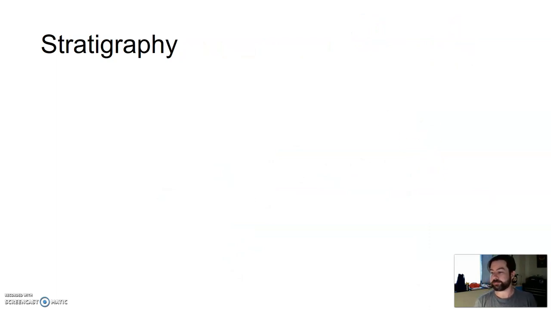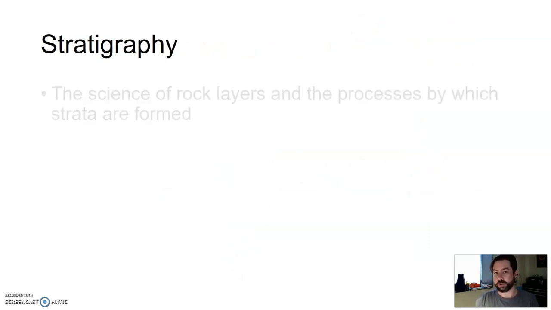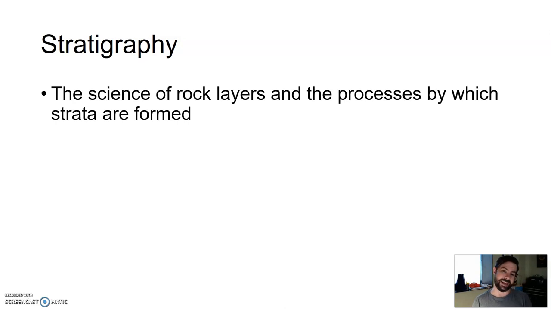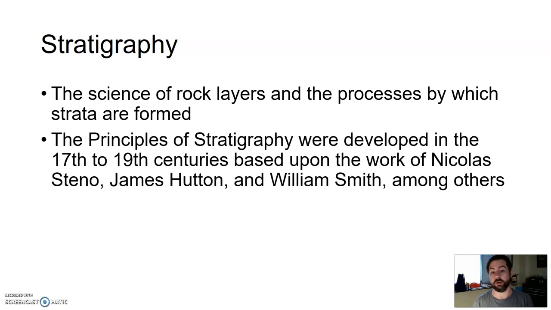So, what we just did is something called stratigraphy, which is the science of rock layers and the processes by which strata layers are formed. There are principles of stratigraphy that help us figure out the geology of the past based on some rules. These rules were developed in the 17th to the 19th century, so the 1600s to the 1800s, based on the work of Nicholas Steno, James Hutton, my main man Will Smith, among others. All of those were mentioned back in Unit 1.